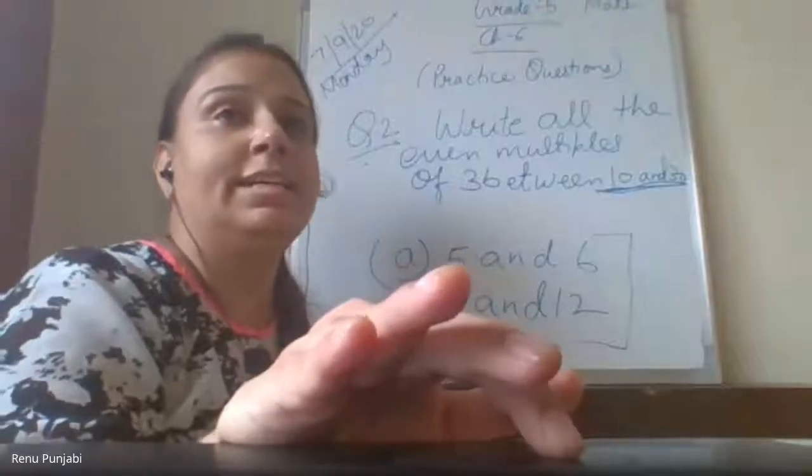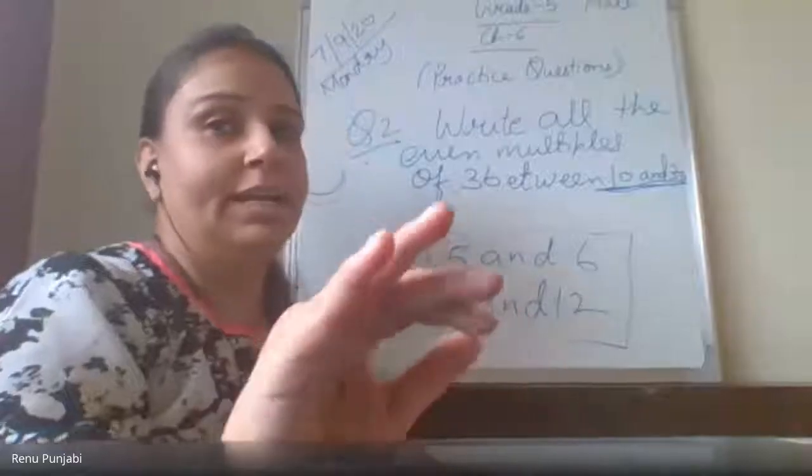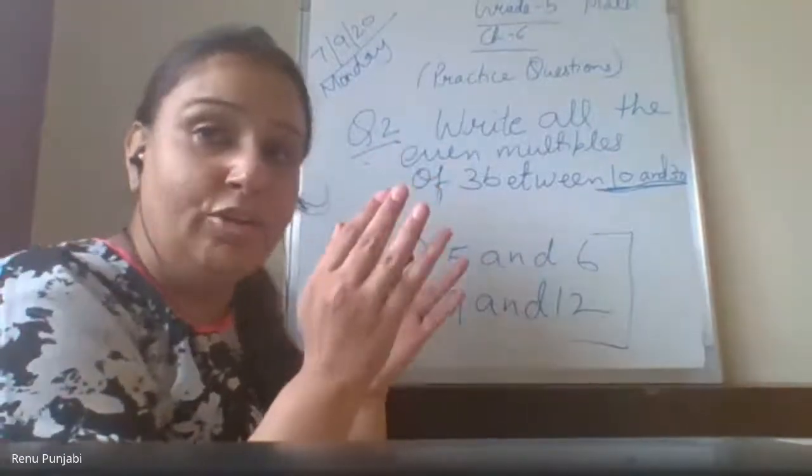Ma'am, between 30 will come. Between 10 and 30, so 30 will not come. No, 30 will not come. You are going to find out the between numbers.